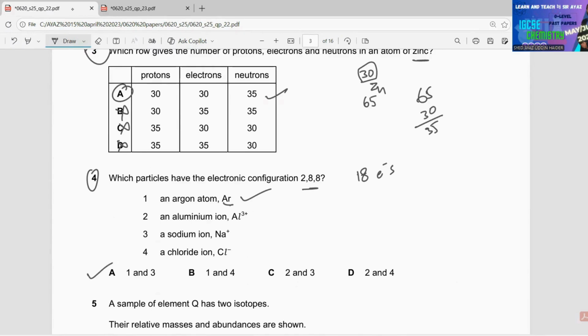So either A is correct or B is correct. Both C and D are incorrect. If C and D are incorrect, no need to check this too. You say I've narrowed down the choices. Now let's see 3 and 4.